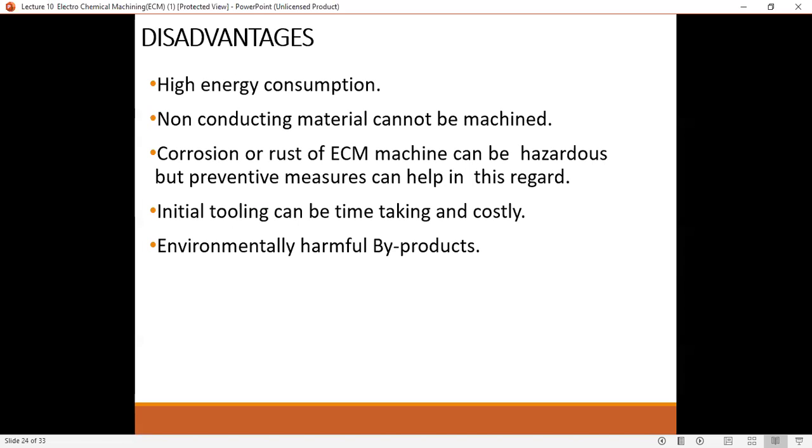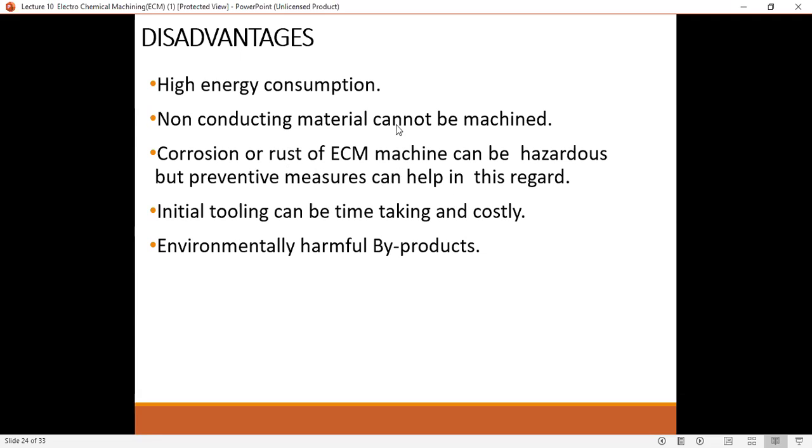Some disadvantages: high energy consumption. Your electrical bill will be high using this process. Again, as mentioned just now, it is a low voltage, high current process, so it has high energy consumption. It cannot machine non-conducting material. Corrosion or rust of the ECM machine can be hazardous, but preventive measures can help in this regard.